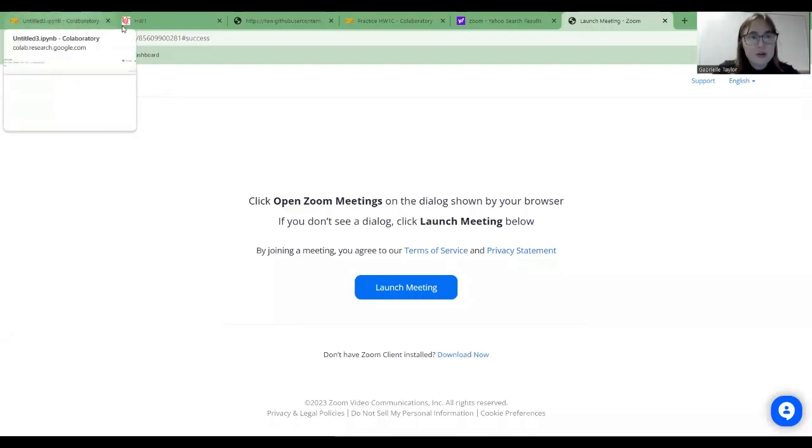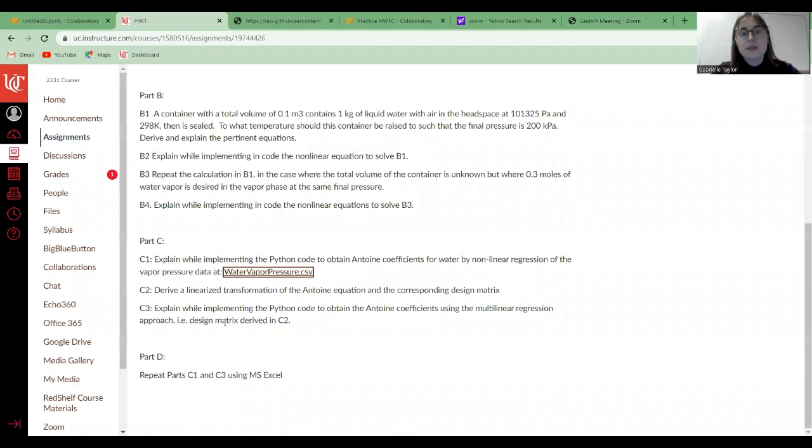Okay, so homework 1 part C says, while implementing a Python code, attain the Antoine coefficients of water by a nonlinear regression of the vapor pressure data.